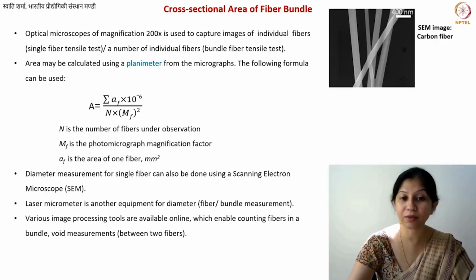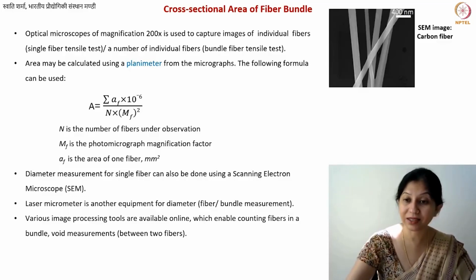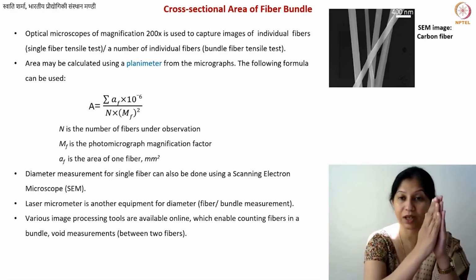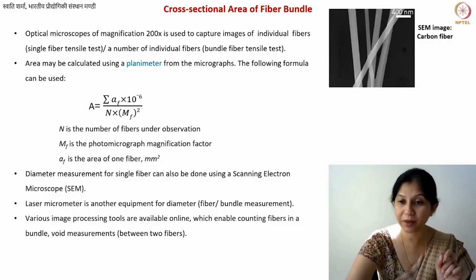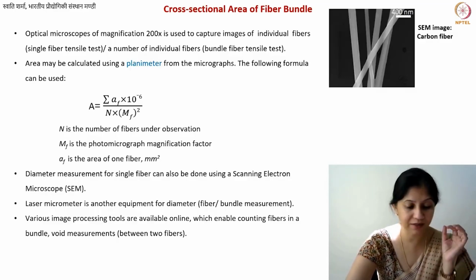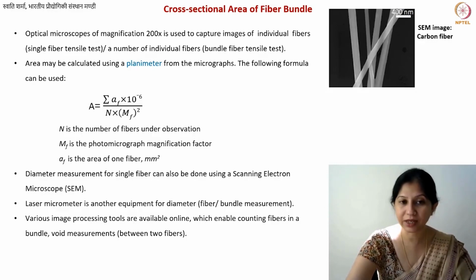Even laser micrometry can be used if there are any visible voids inside your fiber, or if there are gaps between two fibers, as you can see in this SEM image. If there are gaps between two fibers, the laser will pass through that gap. So based on these things, you can measure, but of course the laser wavelength has to be optimum so that you can get a good contrast in your image. But these are some of the techniques that you use.